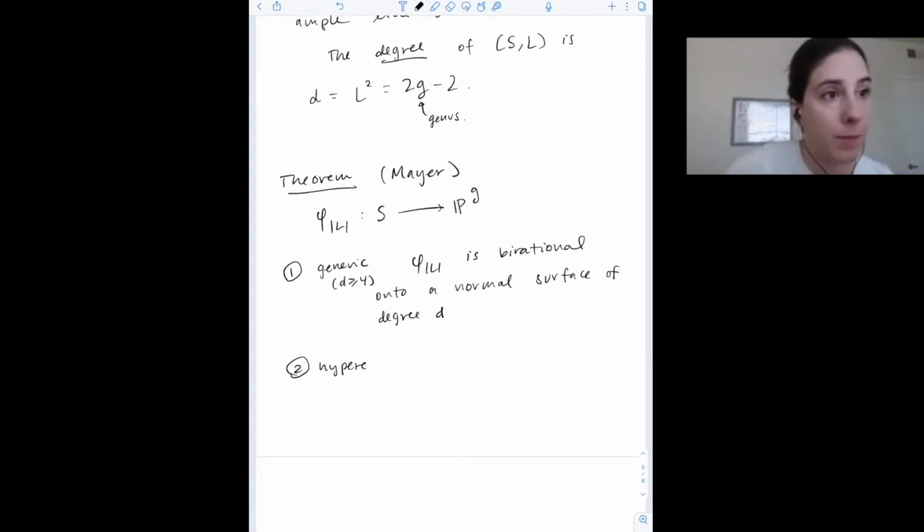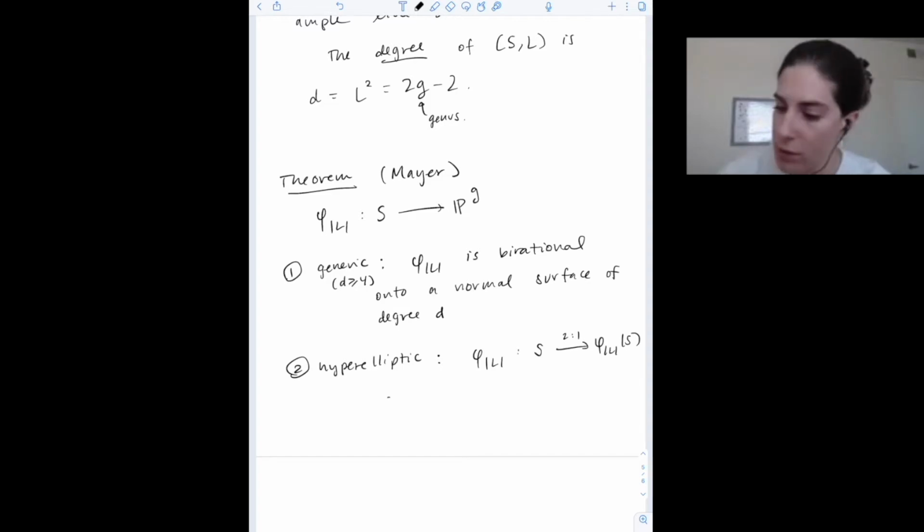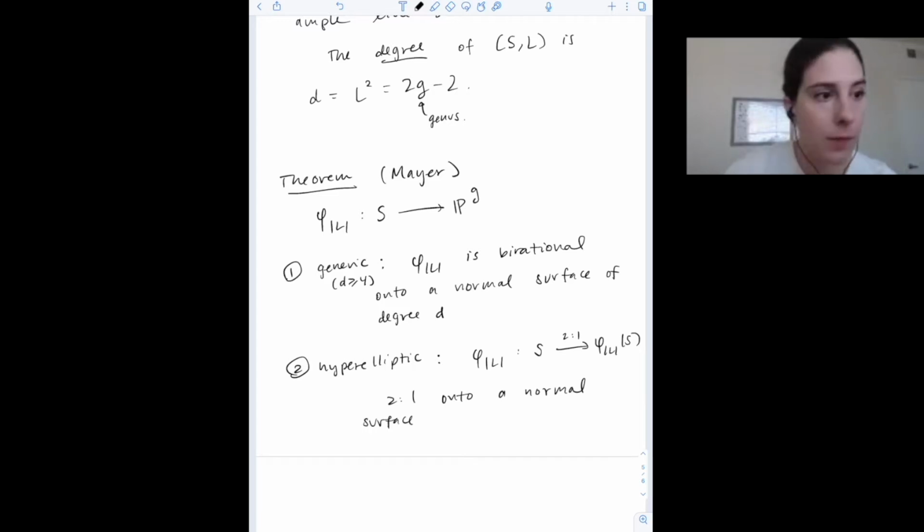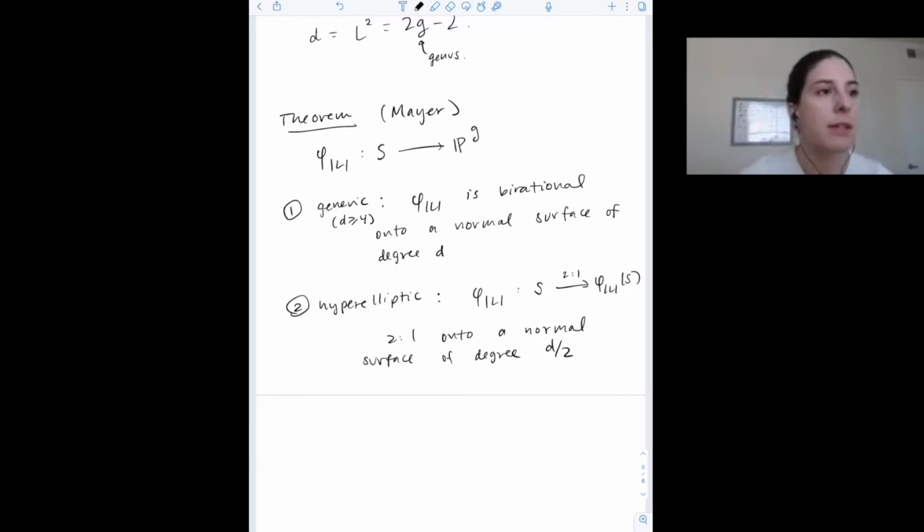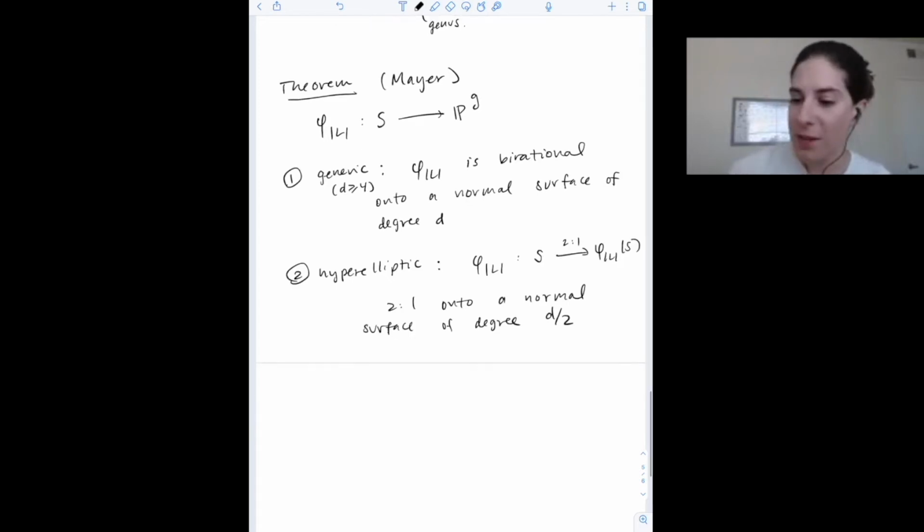The hyperelliptic case, in which the name is suggestive, as in a hyperelliptic curve: the map is 2-to-1, a finite cover of its image, and it's 2-to-1 onto a normal surface of degree D over 2. And the general member of the linear system L is hyperelliptic, so the name coincides in many ways.